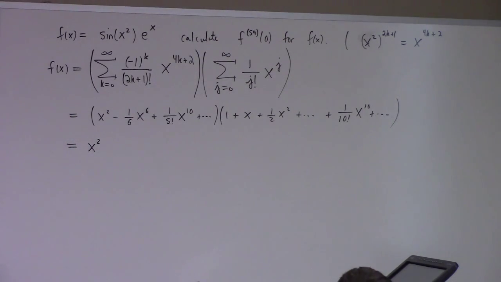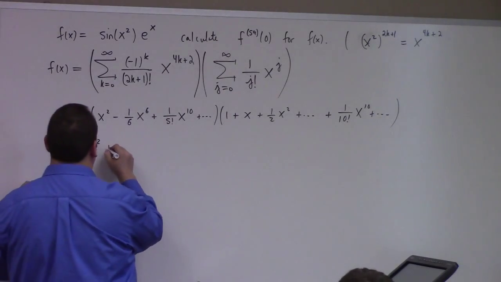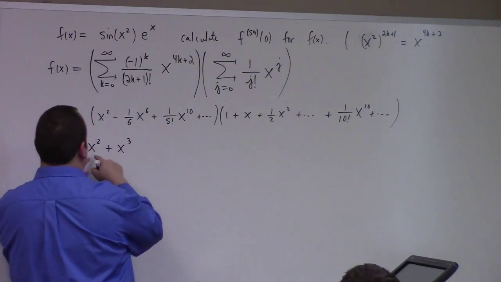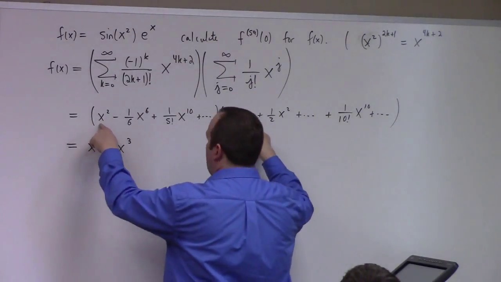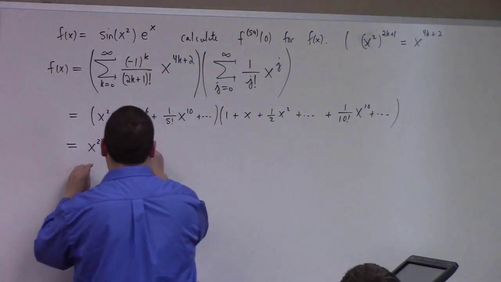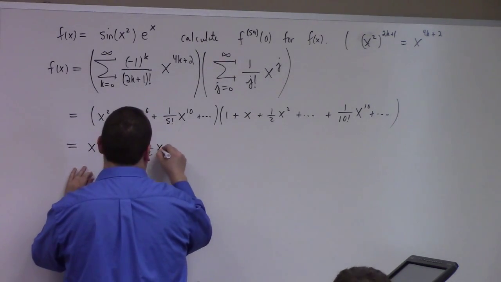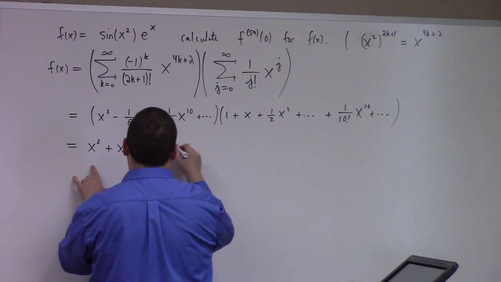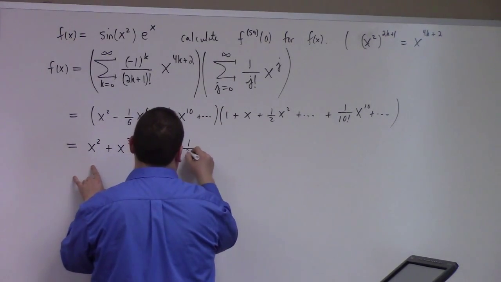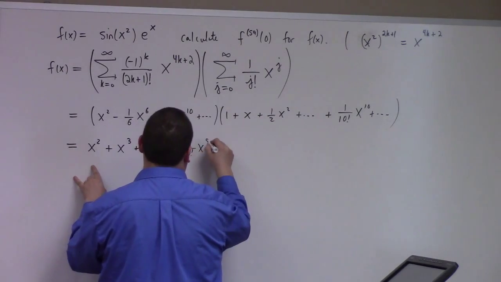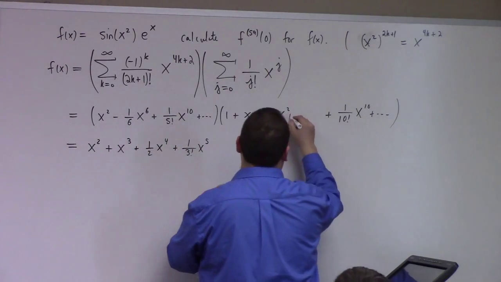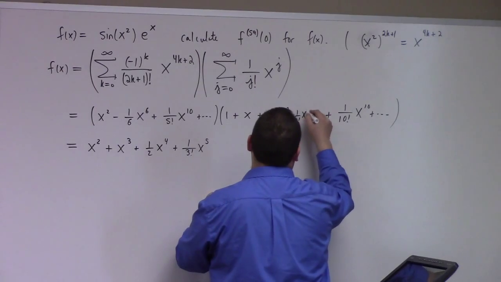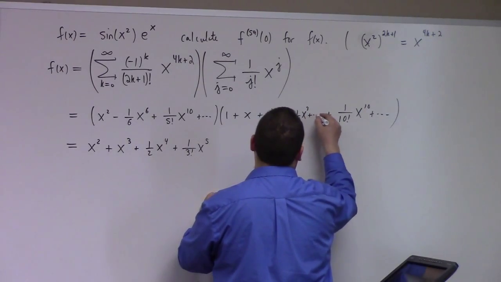Is there any third order term? Yeah, x cubed. That's coming from x squared times x. Fourth order term. Well, yep, 1/2 x to the fourth. Fifth order term. Yep, 1/3 factorial x to the fifth. That's coming from the next thing over here I didn't write yet, multiplied by the first term over there, right?